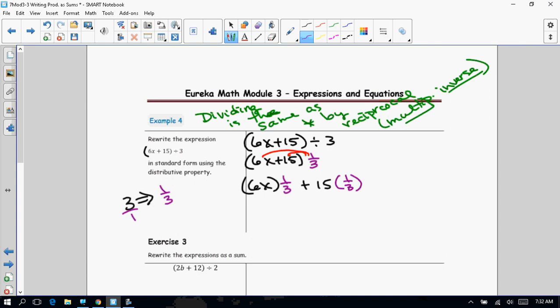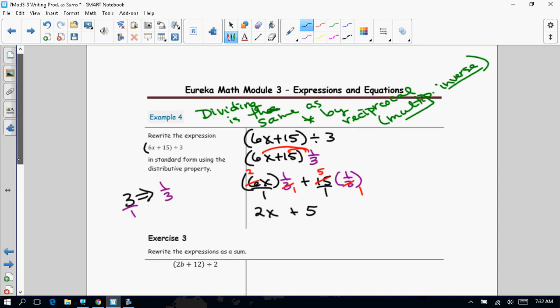Well, 6x I can put over 1, and then I can cross reduce. 3 goes into itself once and into 6 twice, so that just becomes 2x plus, and again, I can put 15 over 1, and I can cross reduce. 3 goes into itself once and into 15 5 times, and so that just becomes plain old everyday 5. So that whole thing ends up just being 2x plus 5. We're not going to plug anything in, see if it works, anything like that. We're going to trust that I did it right.